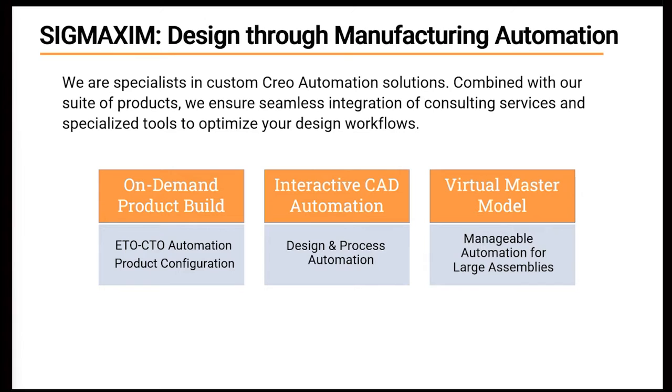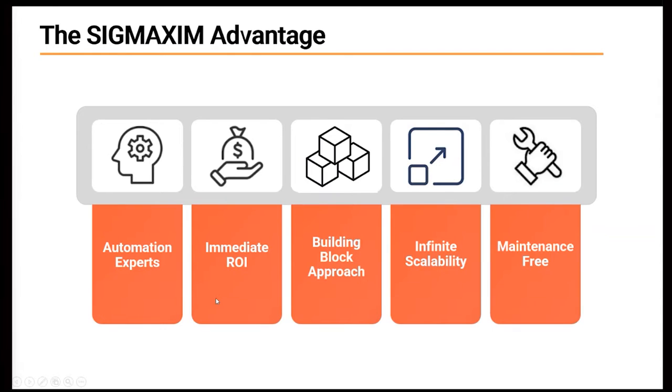The other part is that some customers don't have this need, where their products are kind of to order, but there are always rules and processes that they want to follow, and we can automate that. We call that interactive automation. Out of this grew the need for us to develop what we call virtual master model. We have very large assemblies, and these large assemblies create a problem that we have to solve, and we solve it this way.